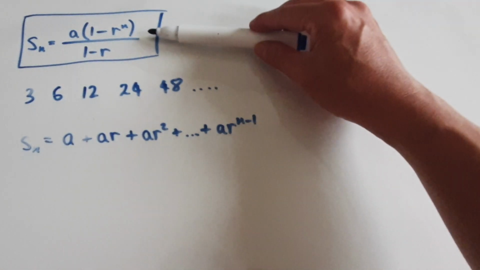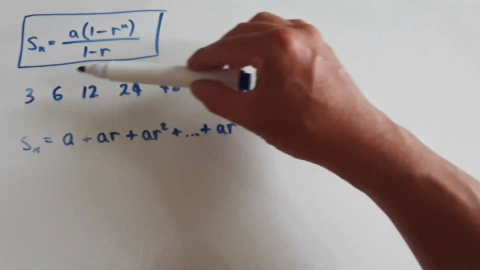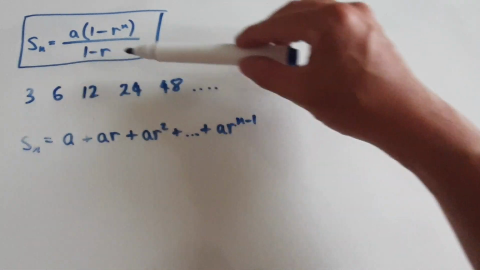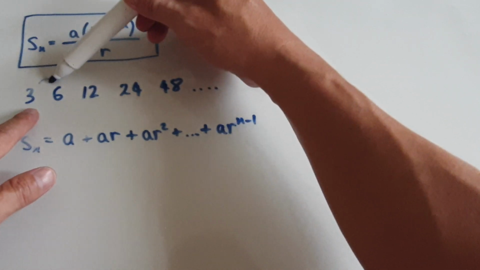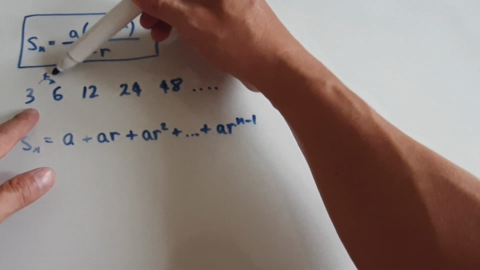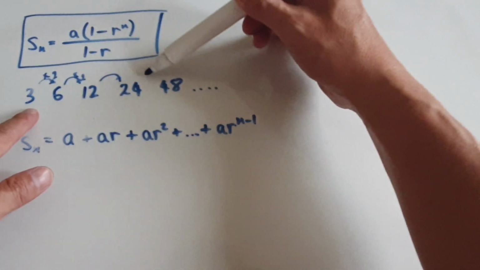Let's try and understand where this formula comes from. So this formula allows you to sum up all the terms of a geometric sequence. So here a geometric sequence is when you times by a common ratio each time. So here you see times 2, times 2, times 2, and so on.